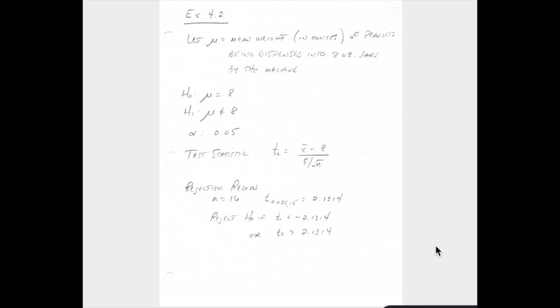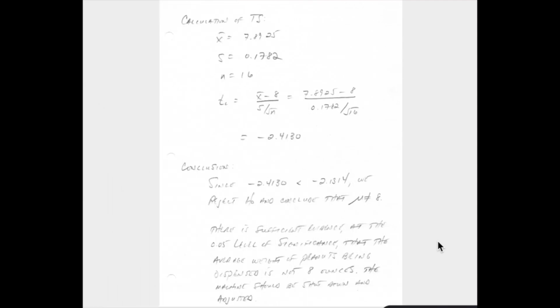So we've set up the procedure that we're going to use to test this hypothesis. We're setting up the protocol, if you want to call it that. Now, to go any further, though, we need to have our data, which we do. That's on the previous slide. And we need to start calculating summary statistics. Okay, so for that sample, we see that the sample mean is 7.8925, and the sample standard deviation is 0.1782. Again, the sample size we're using is 16 observations.